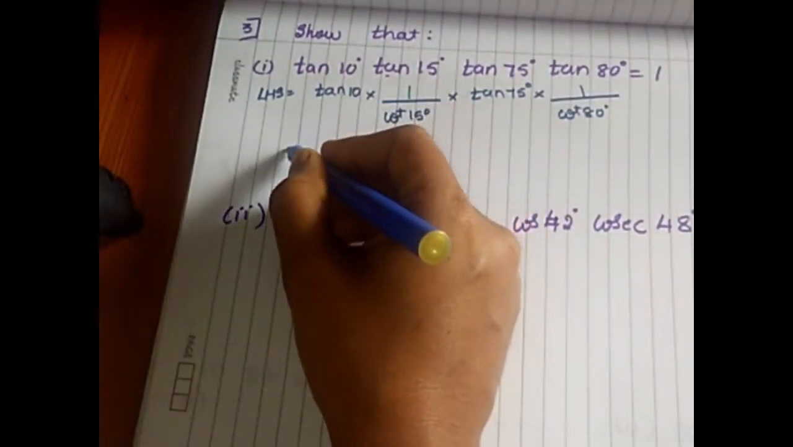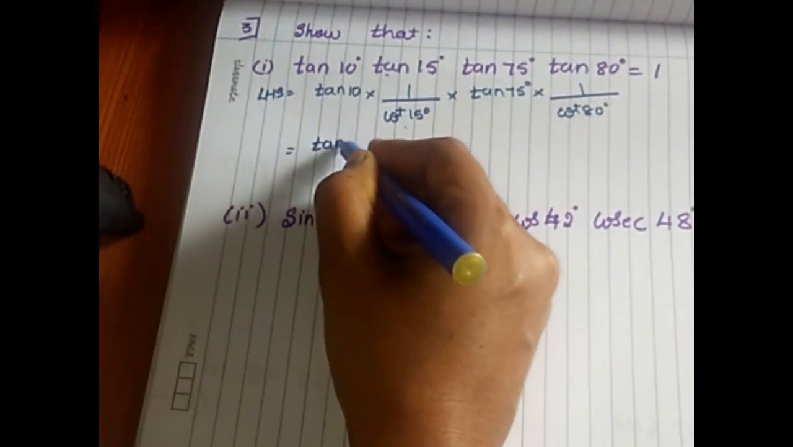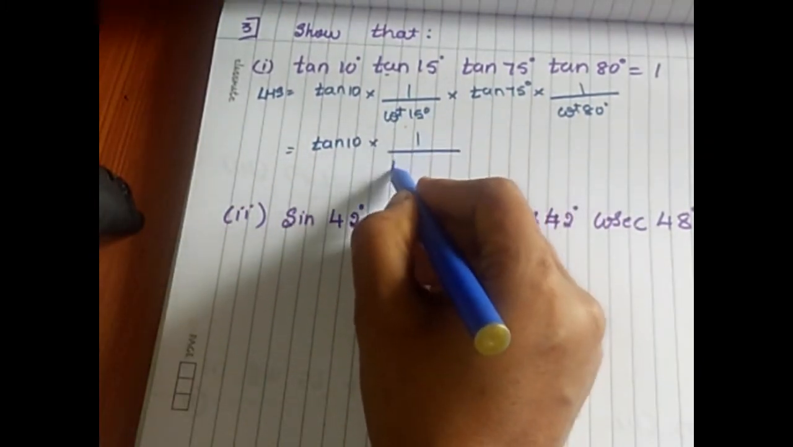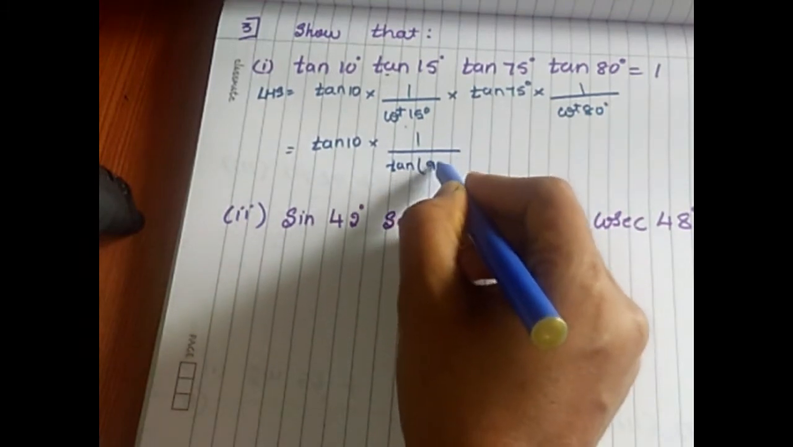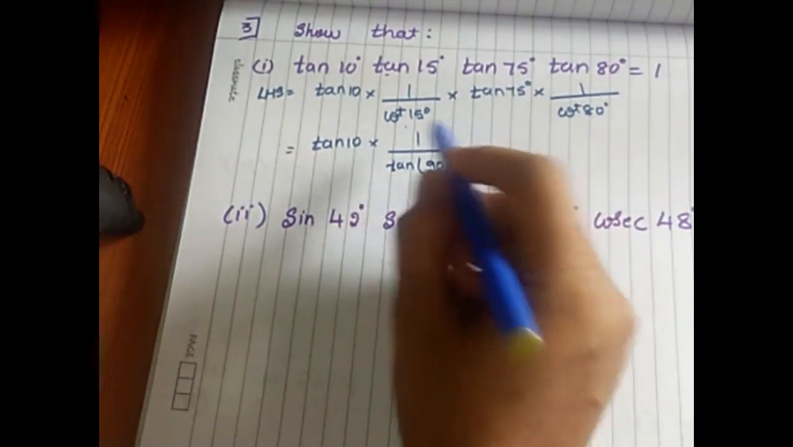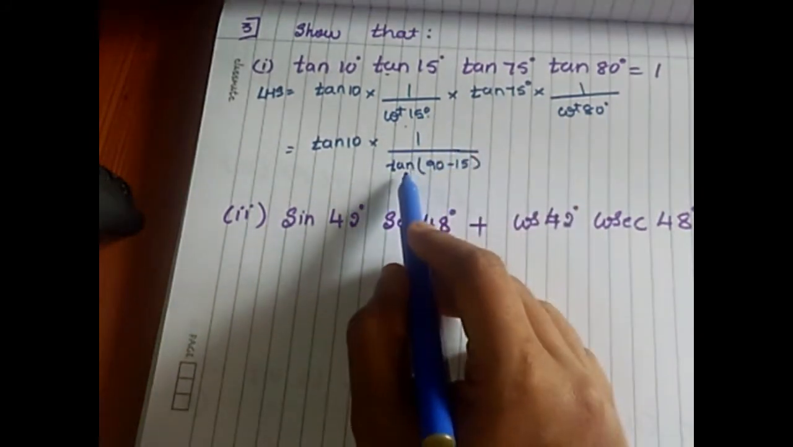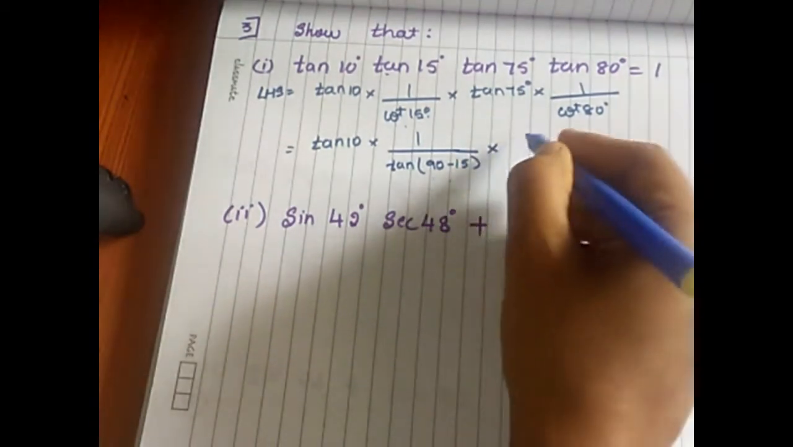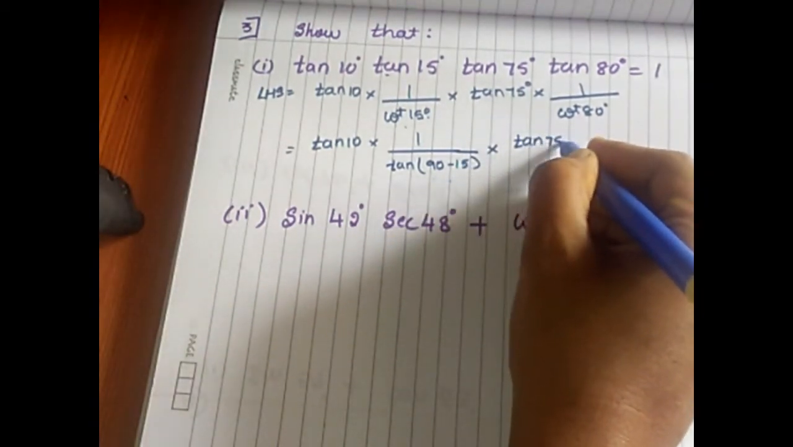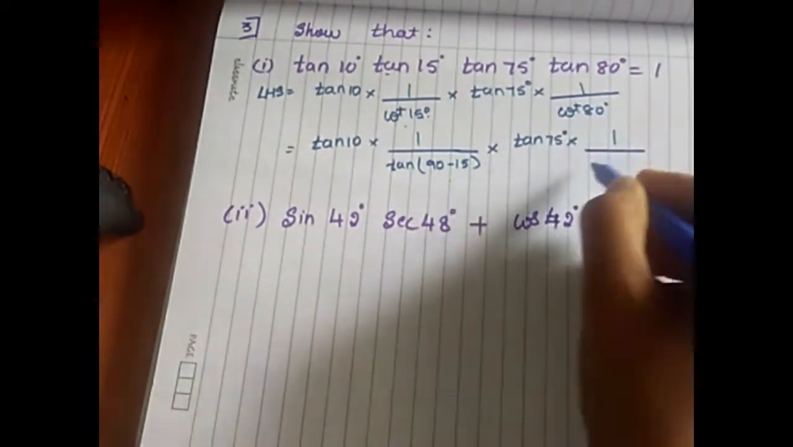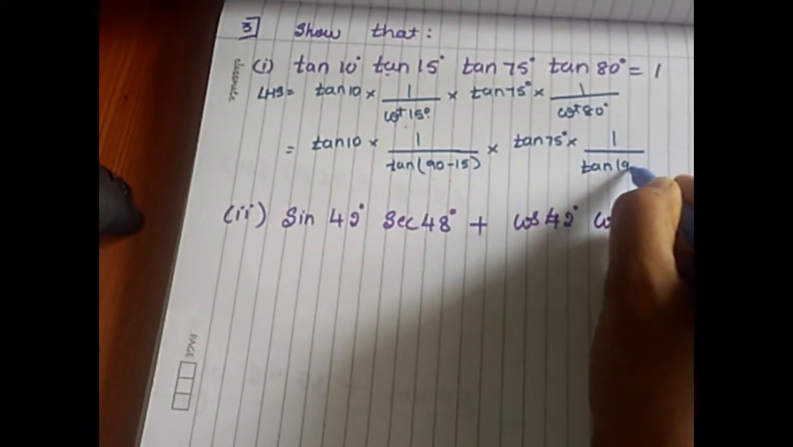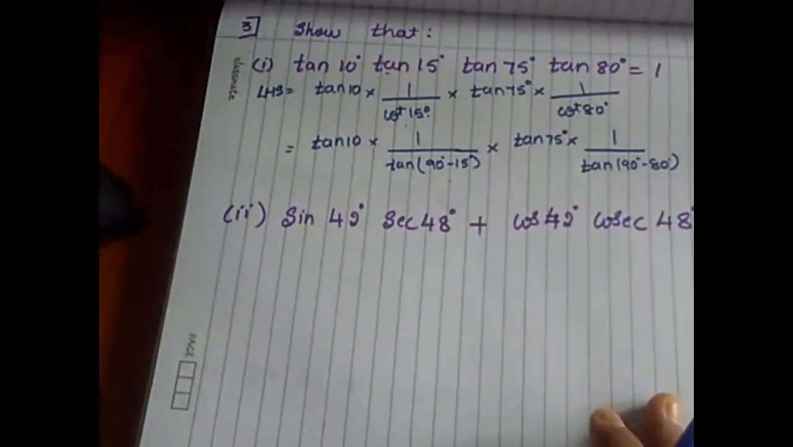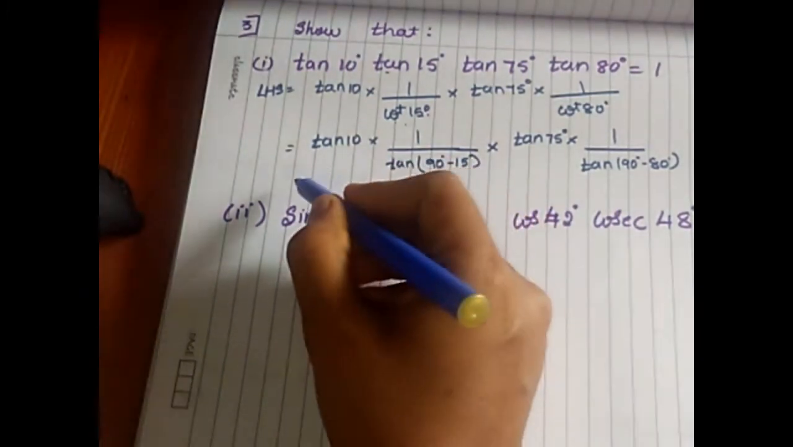Now what to do? Here also while changing I have used a little bit of smart way. Now what is cot theta? Cot theta is tan of 90 minus theta. So cot 15 is written as tan of 90 minus 15. I hope you got this now. Now tan 75 by, again cot theta is tan of 90 minus theta, that is 90 degree minus 80 degree. Now what happens? Simplify it.